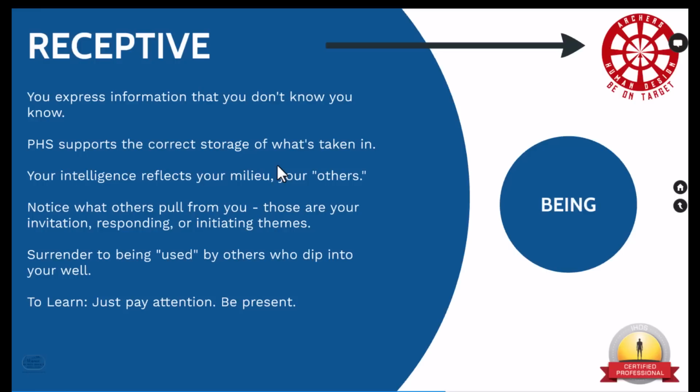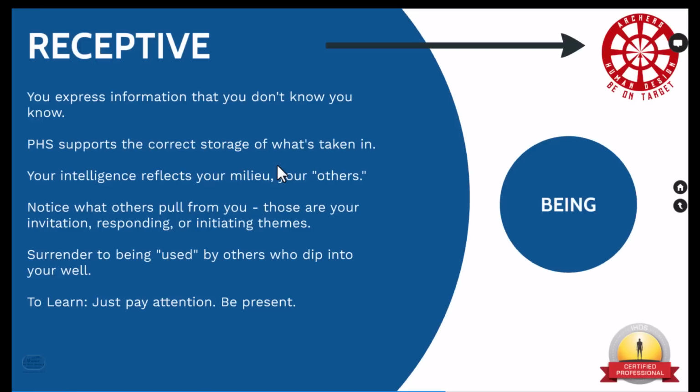So notice what others pull from you. Those are your invitation, responding, or initiating themes. What do they continually ask of you? When you are surrendered to being used correctly by those others who dip into your well, it is something that feels good to have drawn from you. It's like, I didn't know that was there. So to learn, it's just about paying attention.